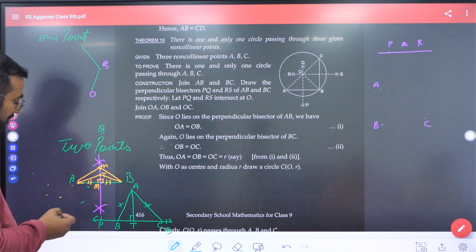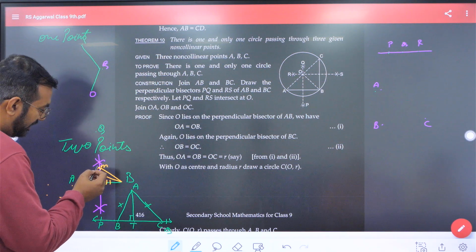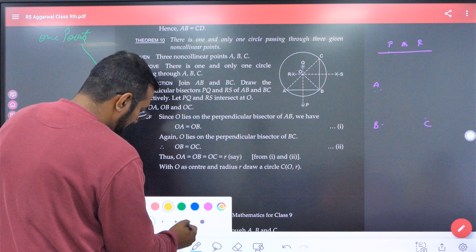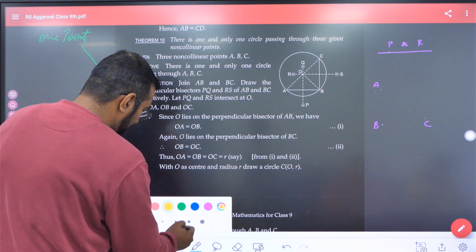Similarly, you can prove that triangle A and this triangle AM, I have given the name M there also. So let me erase that.